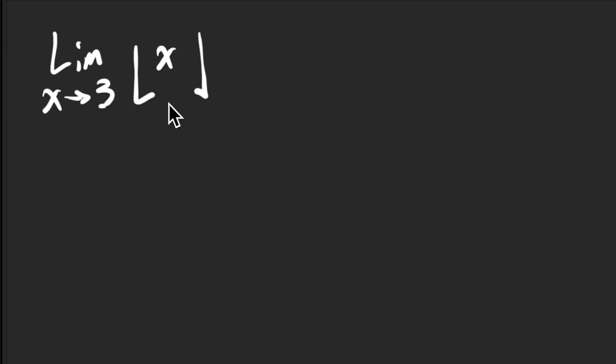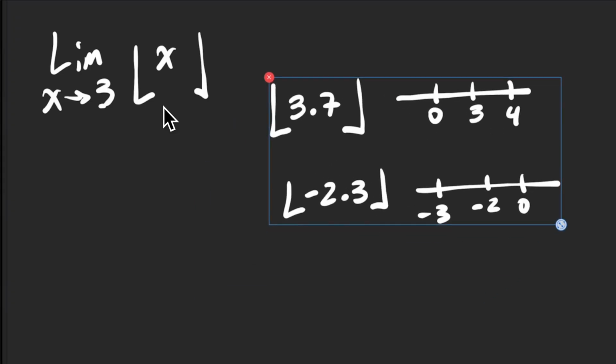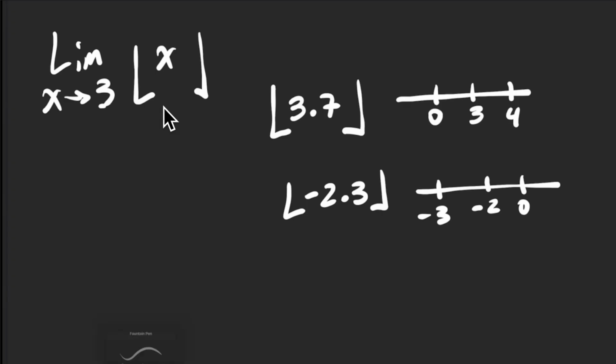Next, we have the limit as x approaches 3 from both sides of the floor function of x. Recall, the floor function is also known as the greatest integer function, and the idea, folks, is to round down, or to the left, to the next integer. So here, the floor function of positive 3.7, we would go left, round down to the nearest integer, which is 3. Here, with -2.3, we're going to round to the left. We're going to round down to the nearest integer.